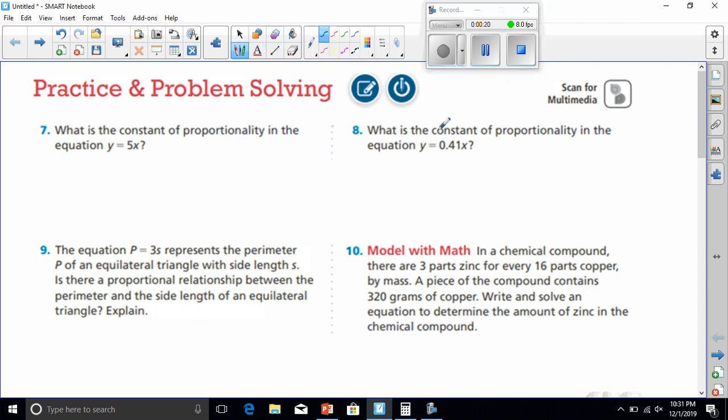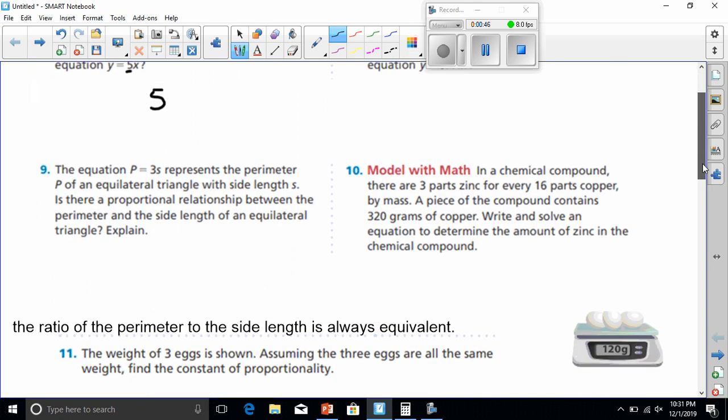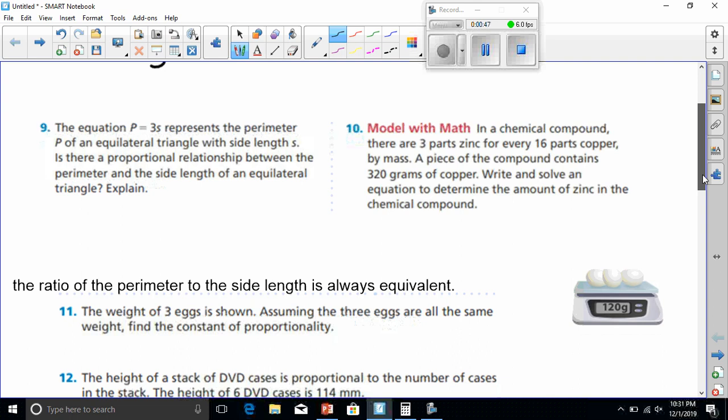Well, I have to remember the equation for the constant of proportionality is y equals k times x. Let's see, if I'm going to solve this, what is the constant of proportionality? Well, that's always what k is. So in this case, 5 is in the place that k is at. My constant of proportionality has to be 5. Let's move on to number 9 now.